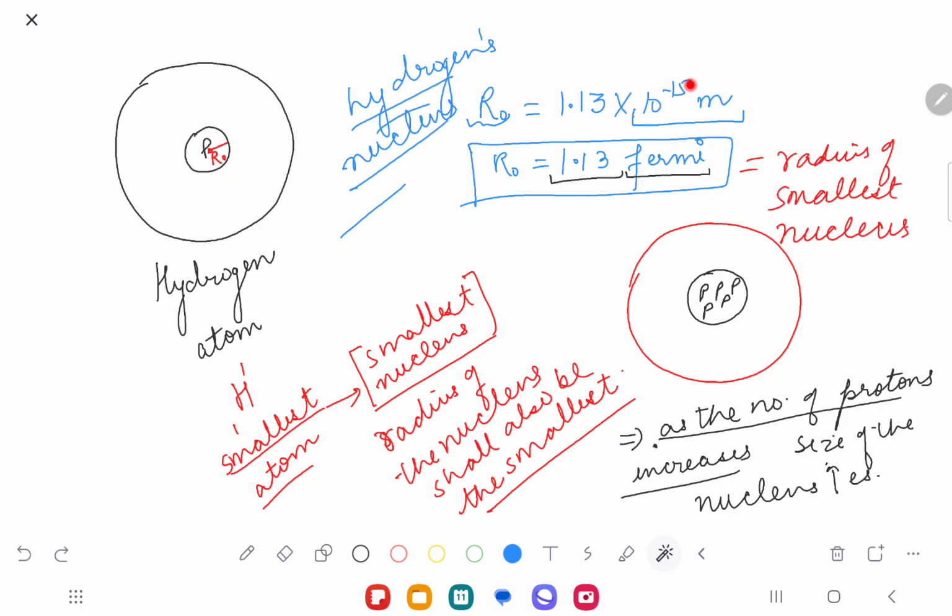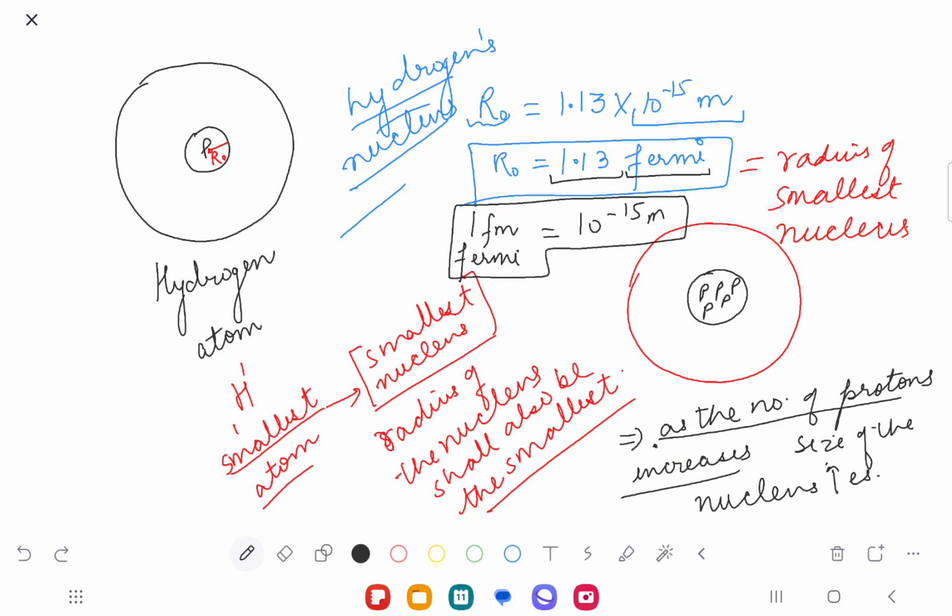And we call 10 raised to power minus 15 meter a Fermi. So you have to remember this relationship, that 1 Fermi, Fm, is nothing but 10^-15 meters. It is such a small distance.